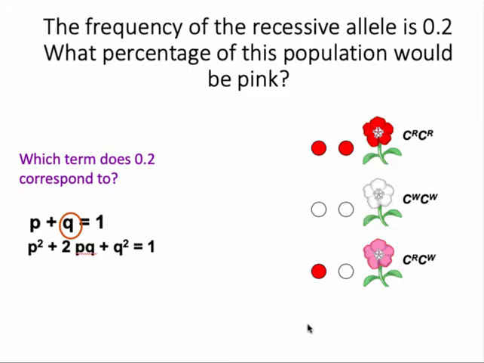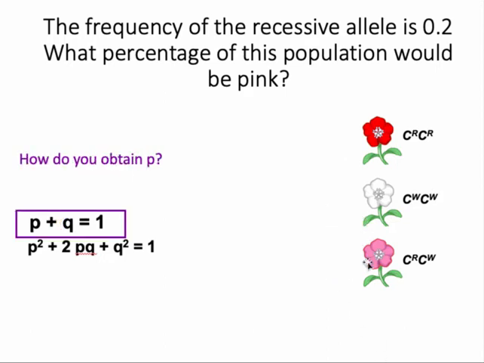So if we count all the alleles of all the flowers in this population, remember each flower contributes 2 alleles, the proportion of these alleles that are white will be 0.2. Now that we have q, we can obtain p using this equation. So we know q is 0.2 because this is given in the question. p will be 1 minus q, so p will be 0.8.